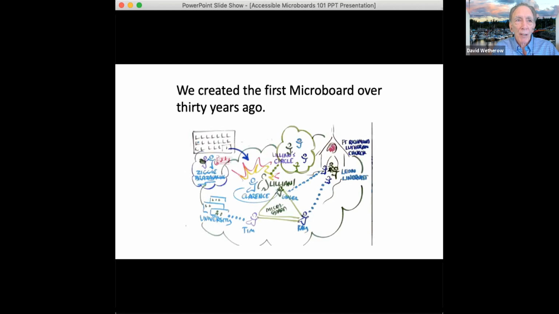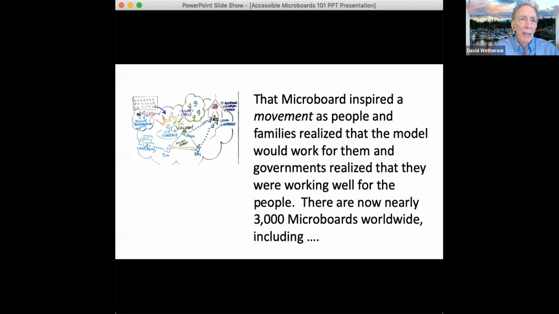Faye and I created the first microboard over 30 years ago. This is a graphic that shows the elements of that first microboard. And when we started to share the story, that microboard inspired a movement as a number of people and families realized that the model would work for them. And several governments realized that they were working well for the people and they were working well for the government.